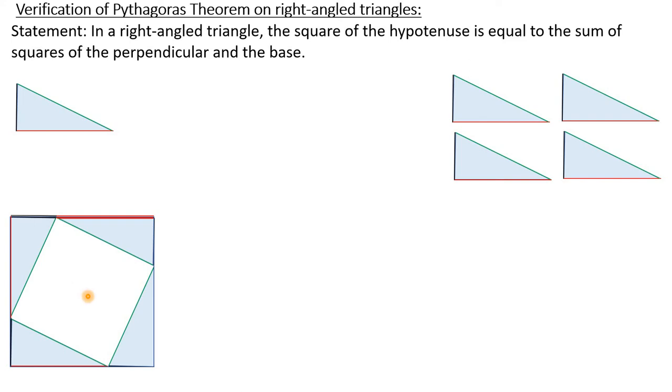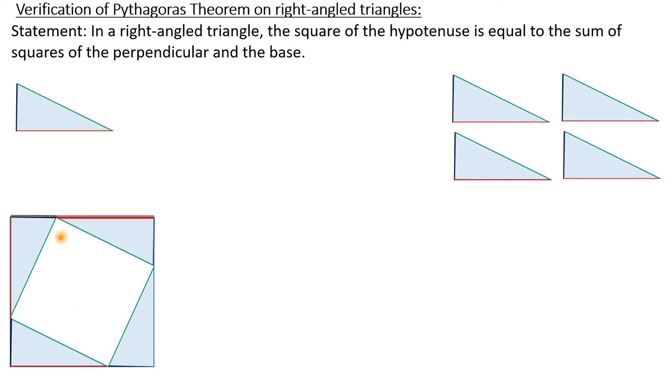Why should that be a square? Because you see the sides of this white uncovered part are all the hypotenuse of the given triangle, the green colored edge of the triangle. So these are the hypotenuse of the given triangle, whereas it is the uncovered portion of the square.